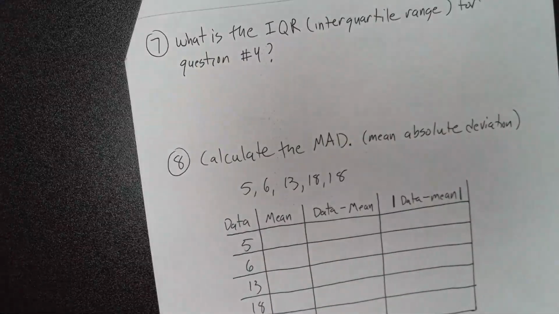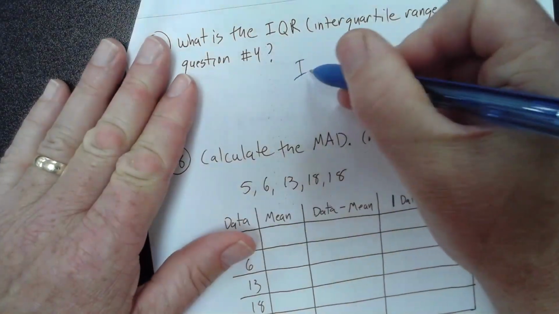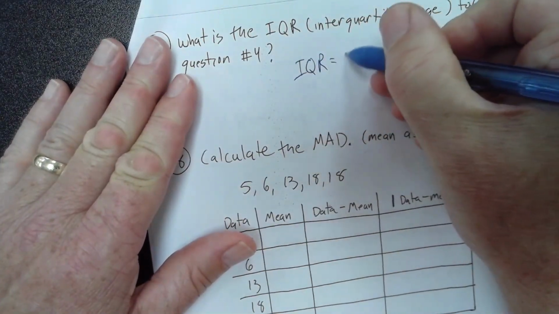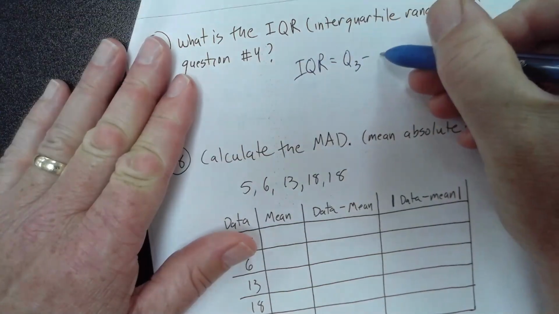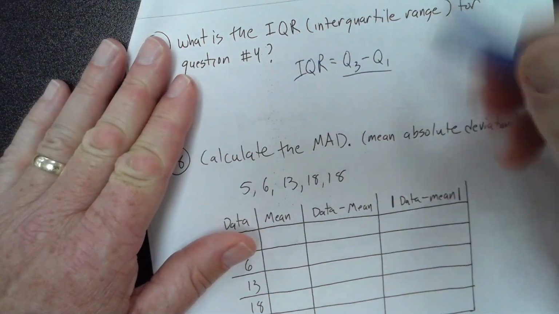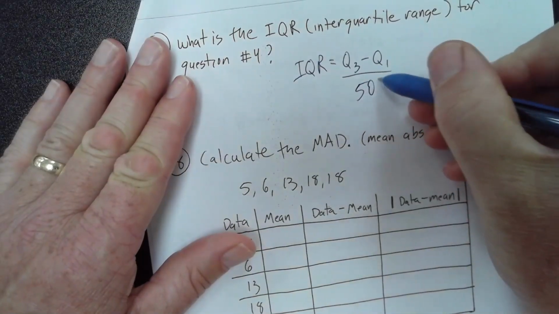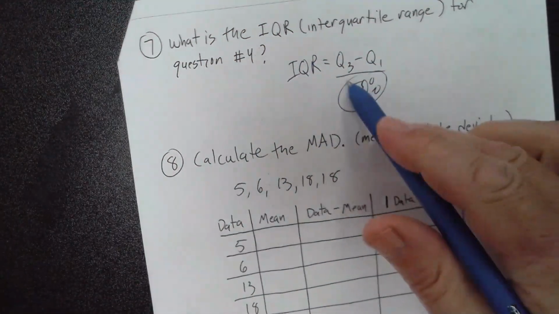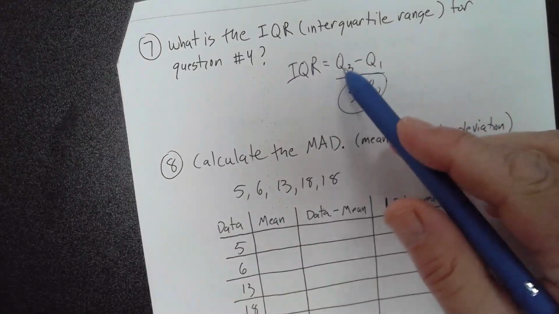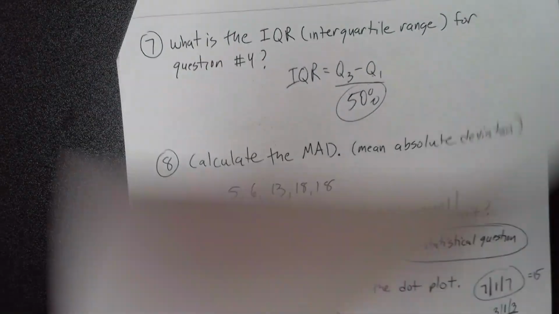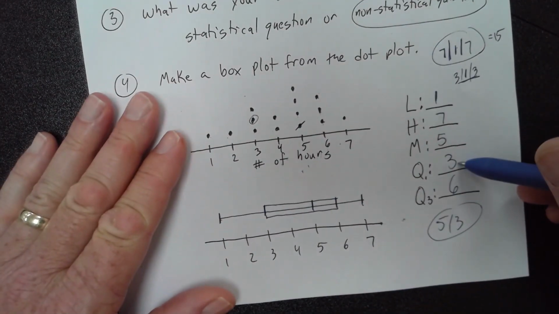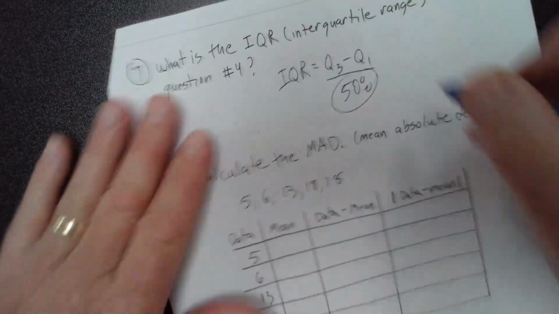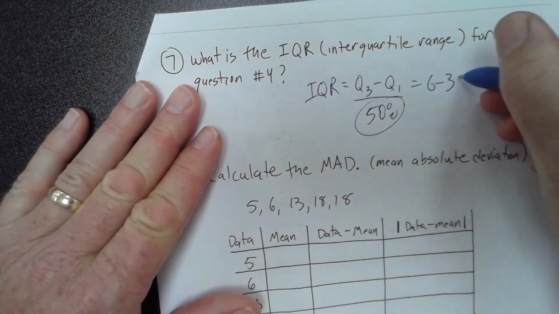All right, so now the next question is, what is the interquartile range for number 4? The formula for that is Q3 minus Q1, and it shows you where that middle 50% of the data is, because the data is split up into quarters. So this is where the middle 50% is, because the data has 4 quarters to it. So it'd be 6 minus 3, which is equal to 3.